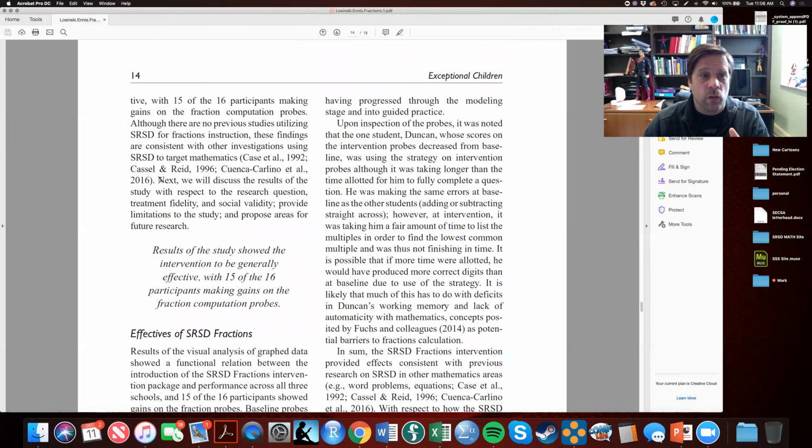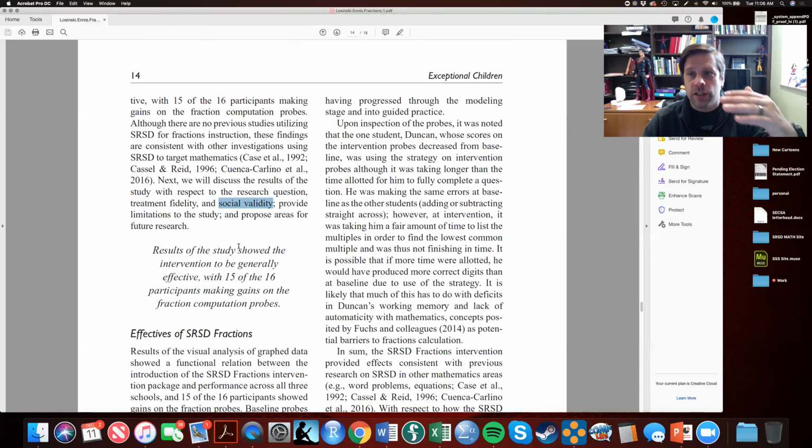And then we end with, next we will discuss the results of the study with respect to the research question, treatment fidelity and social validity, provide limitations to the study, and propose areas for research. So there's a couple of sections. The research questions would each have a heading, treatment fidelity would have a heading, social validity would have a heading, and limitations and future research would then have their own heading too.